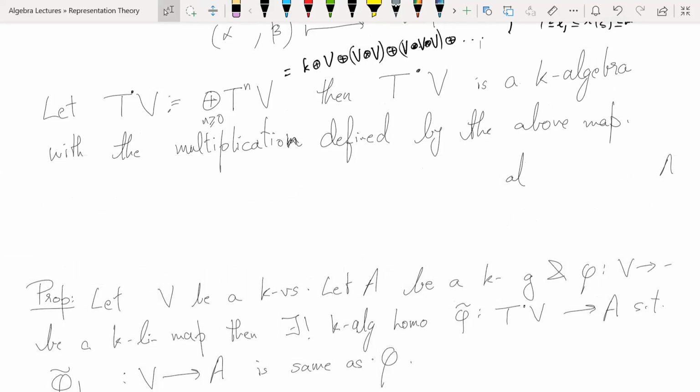Okay, yeah, so this is reasonably well. I will erase it. Yeah.